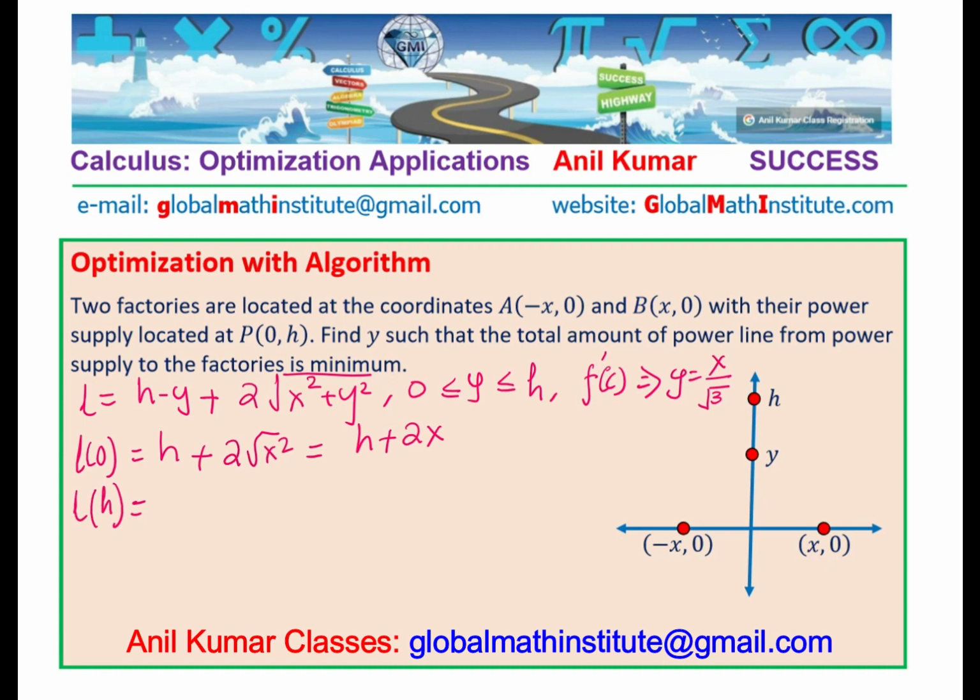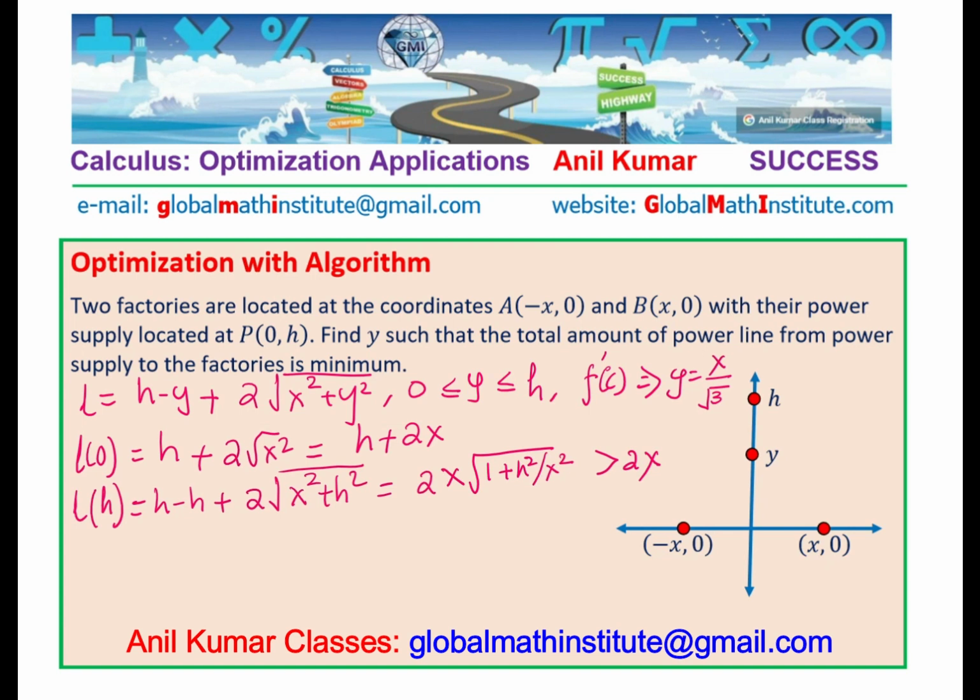So if I put h in this, then we get h minus h plus 2 square root of x square plus h square, correct? Now in this expression, what you can do is you can write h square as x square. So if you take x outside, 2x, square root of 1 plus h square by x square. Makes sense, correct? So it is 2x times something which is positive, right? So this is greater than 2x. Is that clear to you?